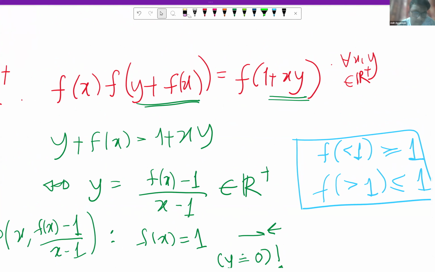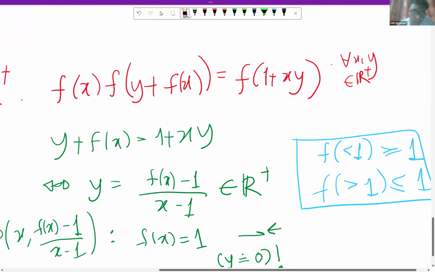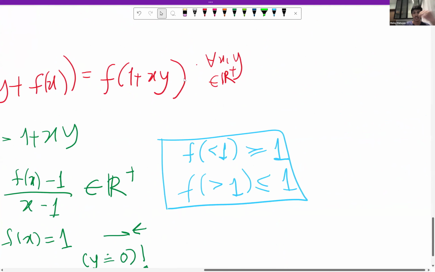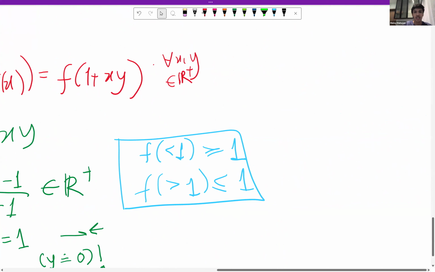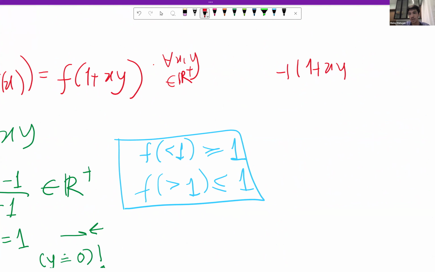Oh, also 1 plus xy is just more than 1. So maybe we can do some stuff with that. Okay, so observe the right hand side is always going to be more than 1. So I know f of 1 plus xy is going to be always at max 1. And then we succeed by doing injectivity at 1. Okay, yeah, I'll come to that.